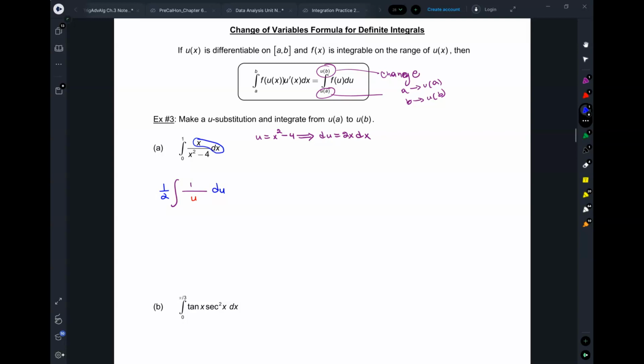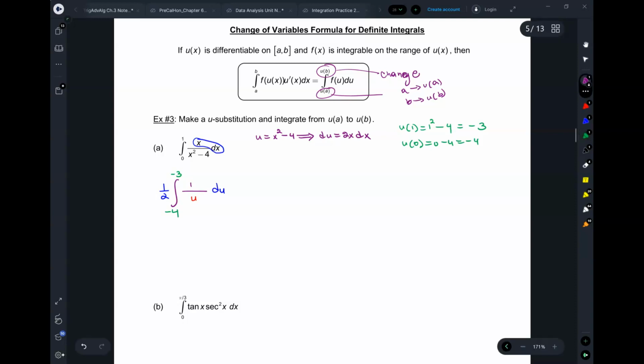But now we have bounds. Here's what you do. You already have the u. You're going to put each of these numbers into the u and get new numbers. The top number is a 1. U of 1 is 1 squared minus 4, so you get -3. That -3 takes the place of the 1. The other number is a 0. U of 0 is -4. That takes the place of this.